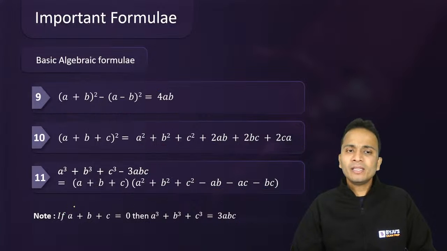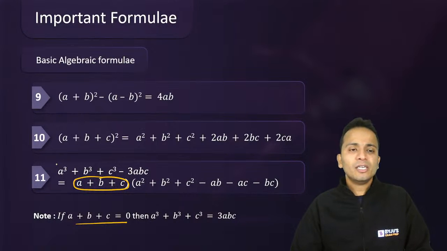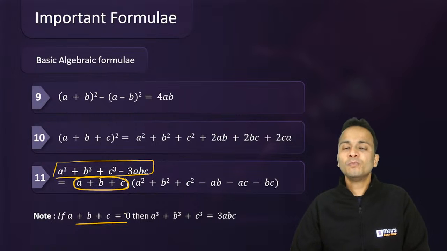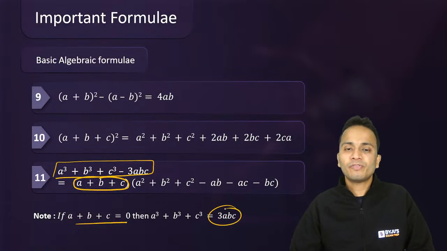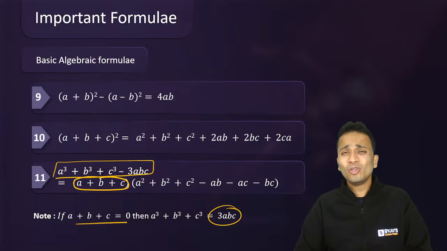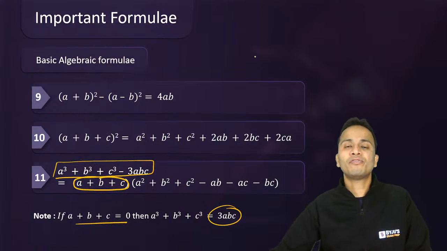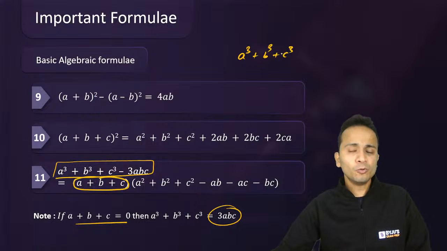Okay. Now in the above formula, if a+b+c, this part on the right hand side, is equal to 0, then the entire right hand side will become 0, and we will be left with only the left hand side, that is a³ + b³ + c³, which will be equal to thrice of abc. Okay, so this is a very important formula and used at a lot of places when it comes to the factorization of any expression of this type, a³ + b³ + c³, when the sum of a, b and c is 0.